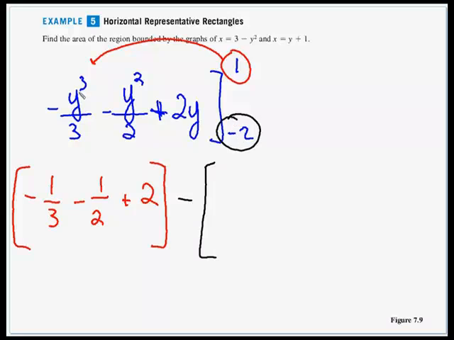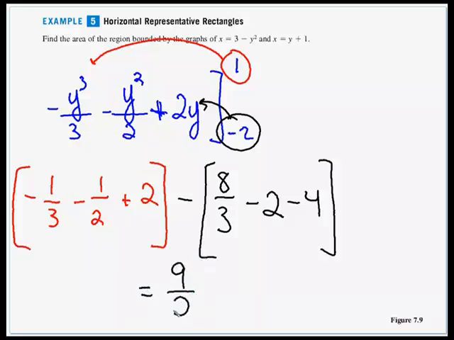So plug the negative 2 in. So negative 2 to the third is negative 8, and it hits this negative and becomes a positive 8/3. We plug the negative 2 in for this y. Negative 2 squared is 4. 4 over 2 is 2, minus 2. And then the 2 pops in here, the minus 2. 2 times negative 2 is minus 4. And if you get common denominators, collect up all your like terms, you're going to get 9 halves. 9 halves square units.